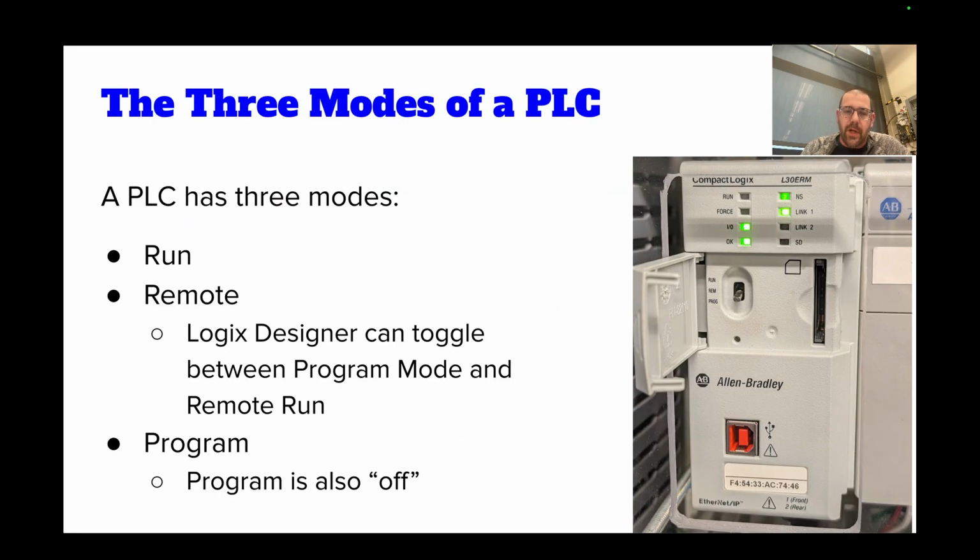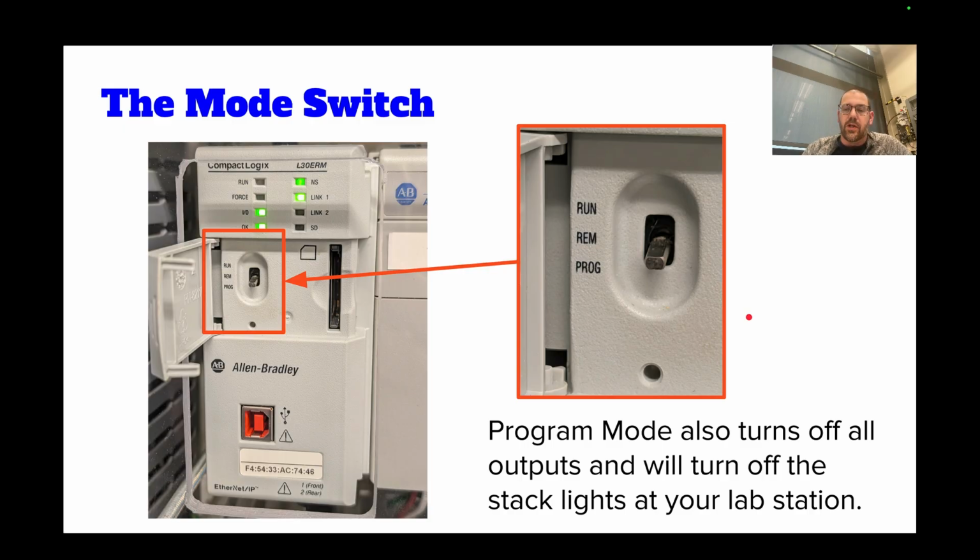There are three main modes of a PLC: run mode, remote, in which case the software, Logix Designer or whatever you're using, can toggle between program mode and remote run, or program mode. Like I said, program mode also means that your outputs are all off, and we'll talk about those things in just a minute. This is the switch, a physical switch on the PLC that determines which of these three modes that you're in. So top is run, middle is remote, which means the software chooses, and the bottom is program.